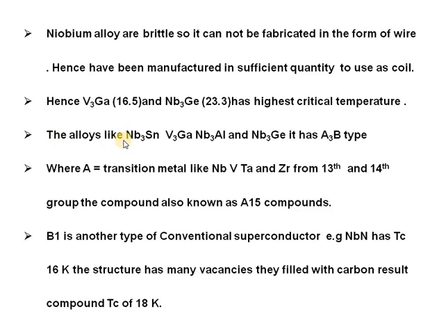Similarly, alloys like niobium tin, vanadium gallium, niobium aluminium and niobium germanium are A3B type superconductors, where A is a transition metal like niobium, vanadium or zirconium, and B is an element from the 13th or 14th group. These compounds are known as the A15 group of compounds.